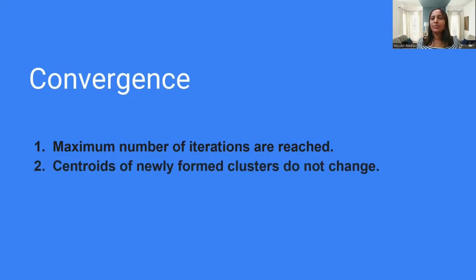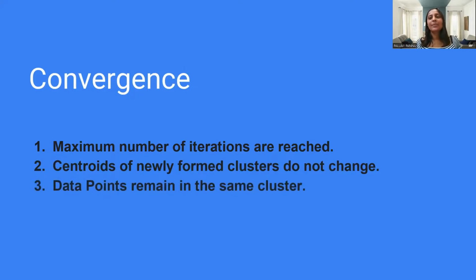Like I explained in the previous slide, you have to repeat until convergence has been reached. But you are repeating the steps and the center of the cluster is not changing, so that means all you have to do is stop. Next, the data points remain in the same cluster, so they are not changing. There's no point in applying k-means again because they are in the same cluster. So that was about convergence and the k-means algorithm.